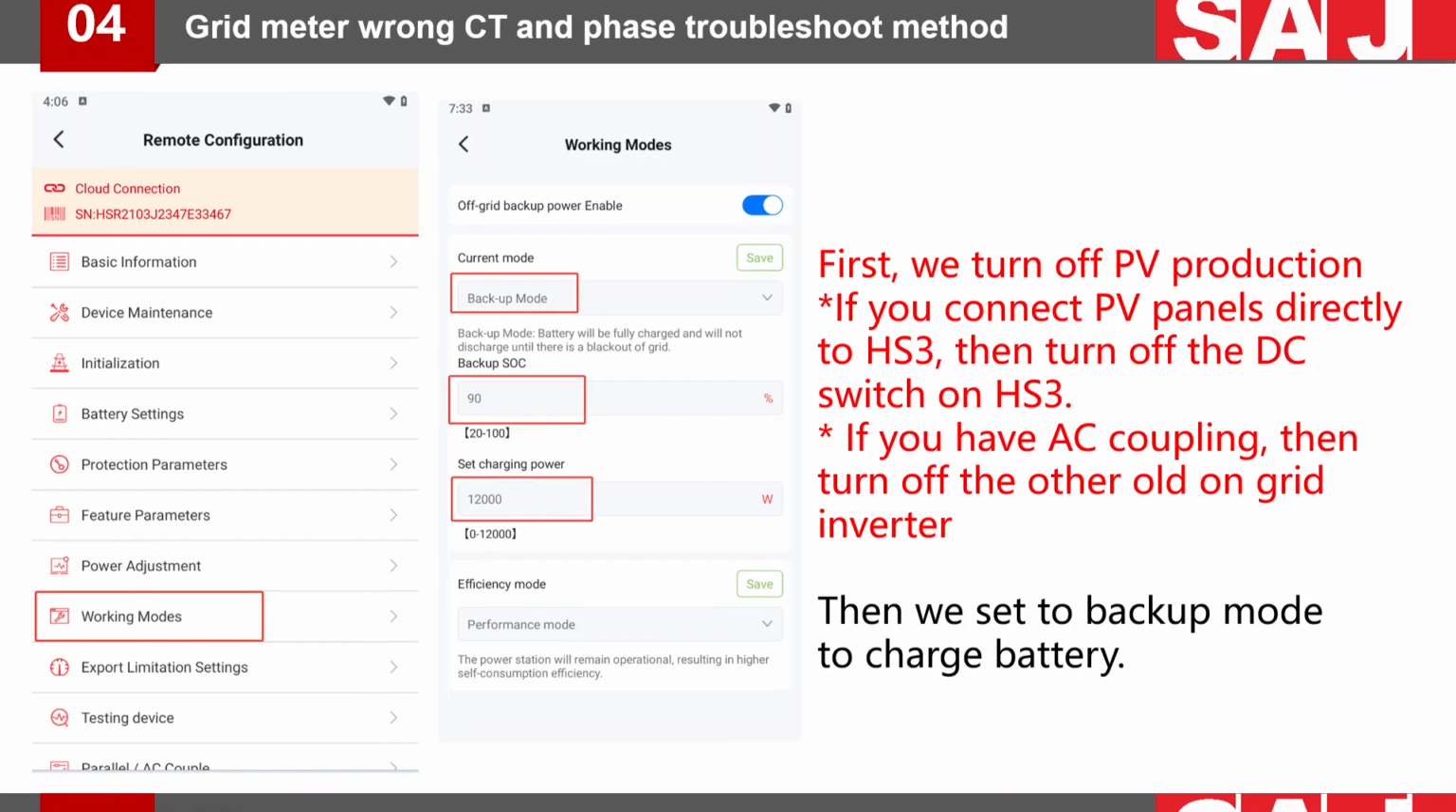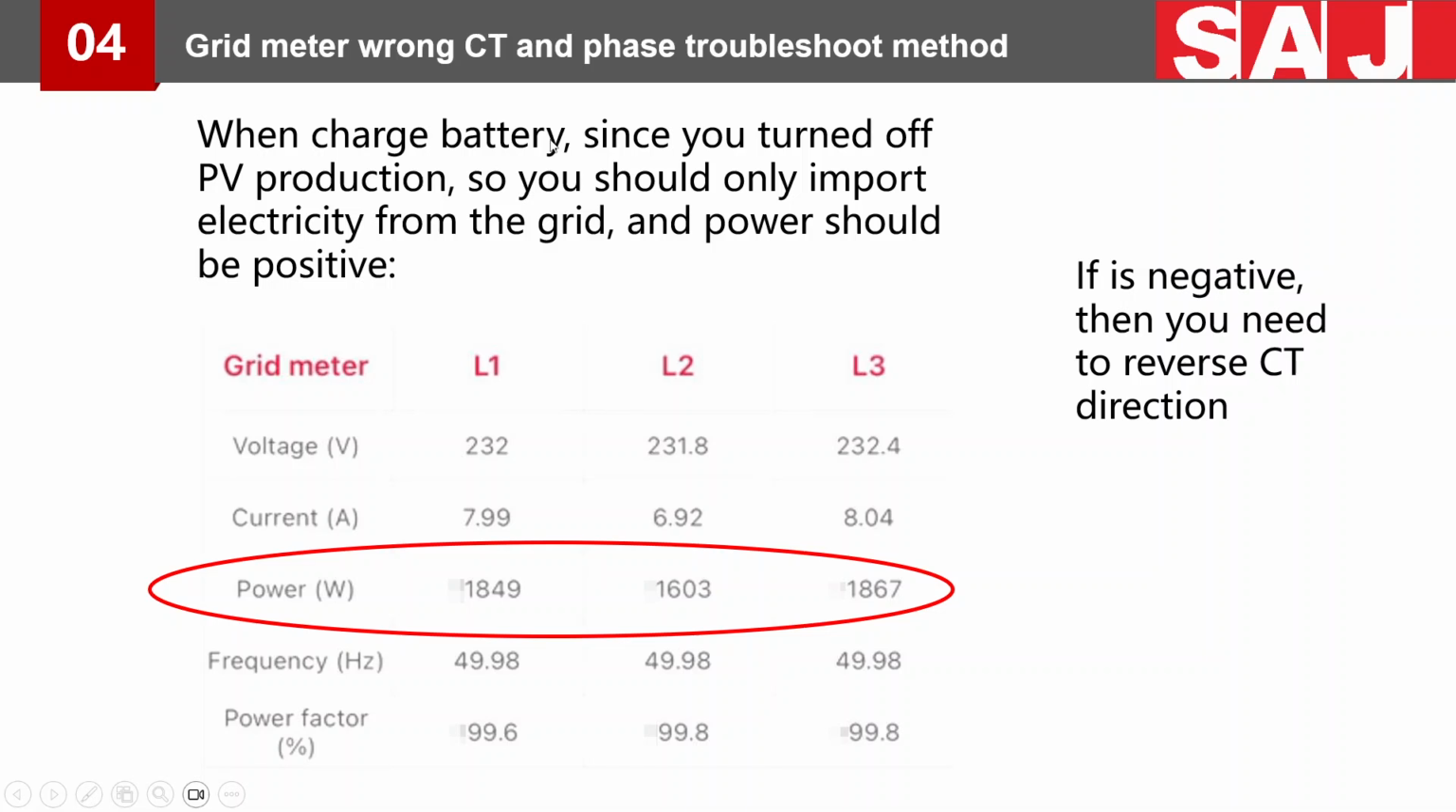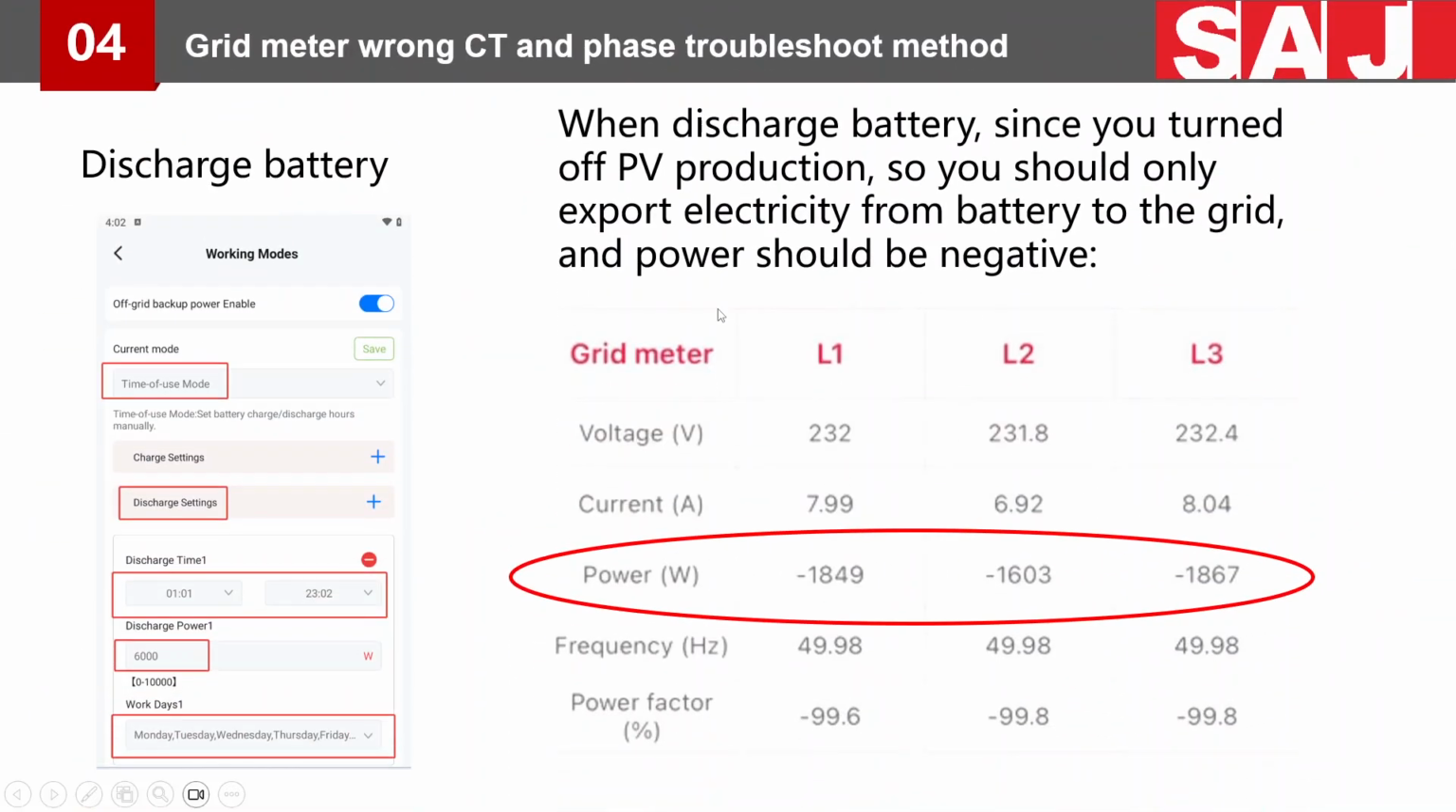So you set to backup mode, and as we charge the battery, the power should always be positive. If it's negative, then it means you have the wrong CT direction, because we are importing. You can also test by discharging the battery: set to time of use mode, discharge at this time, and also 6,000 watt every day. When exporting, it should be minus, but it also depends, if you have very high load then it's hard to see. But if you have high load when importing, it's all positive.